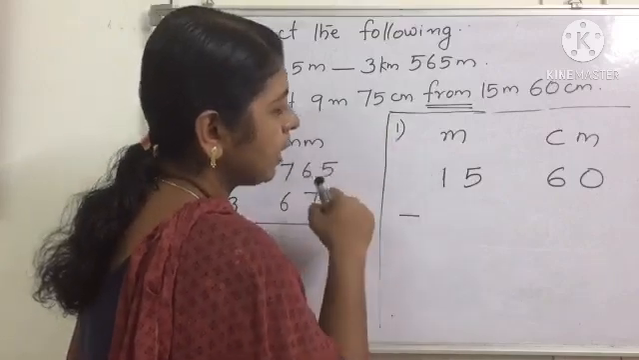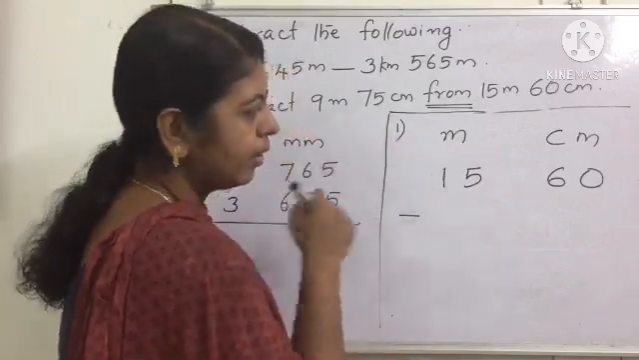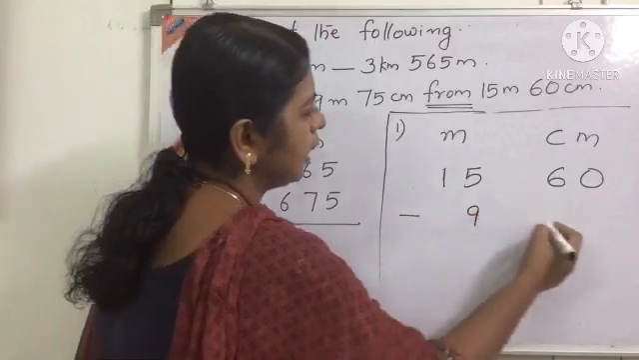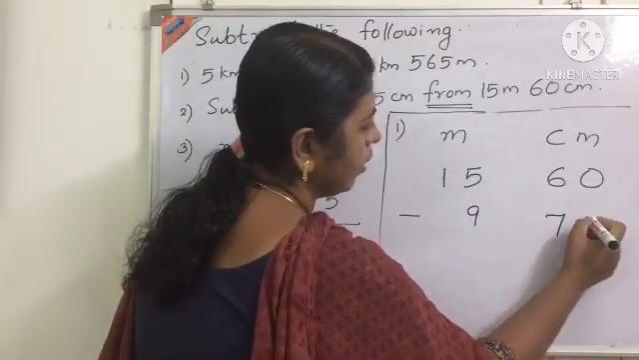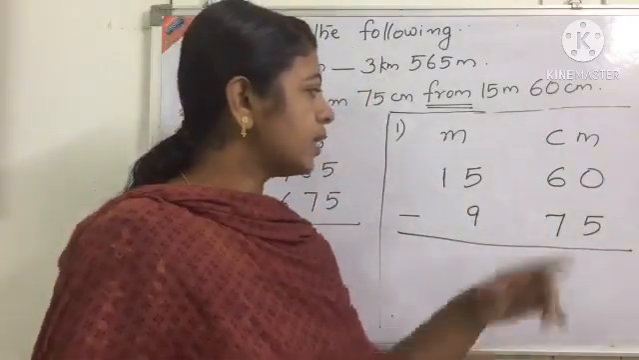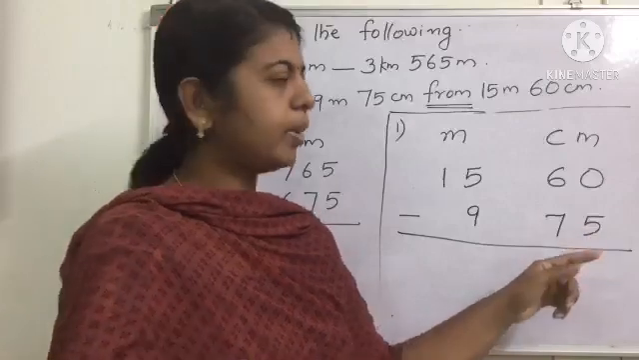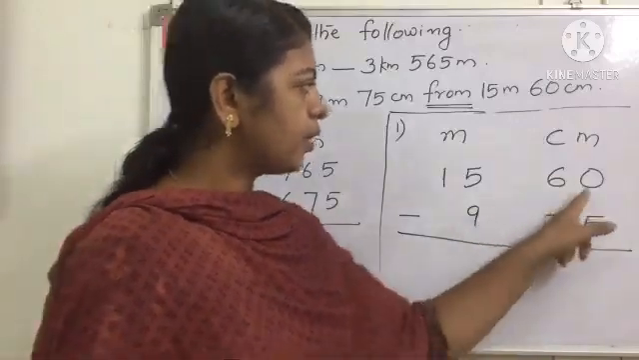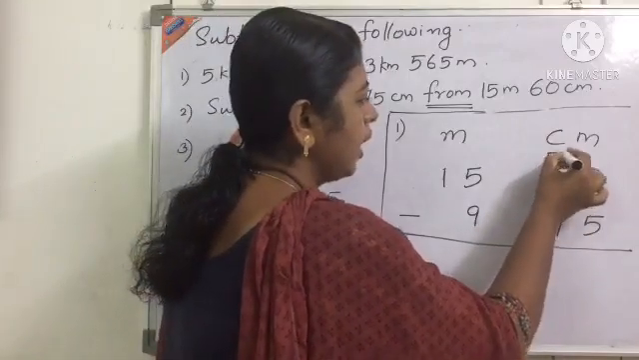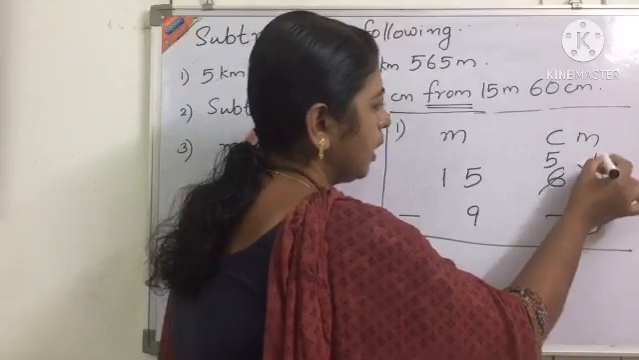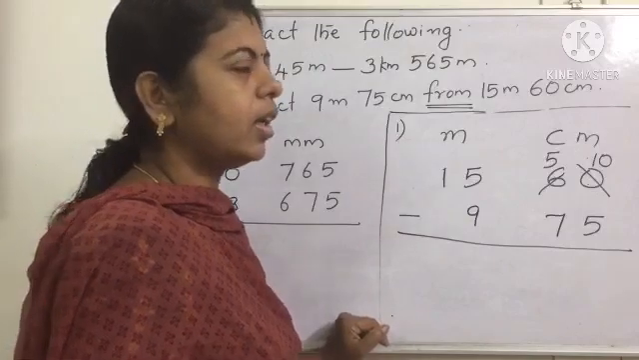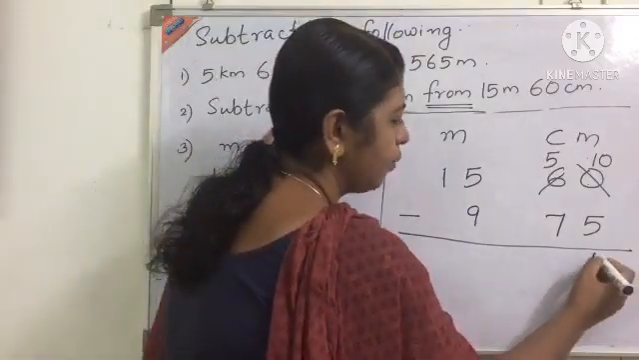Then where will we write this 9? Below the 1 or below the 5? Below the 5, the normal way. Then 75. We want to subtract these two. 0 minus 5 is not possible because the upper number is small, so we take 1 from here. It becomes 5 and this 0 becomes 10. 10 minus 5, how much is it? Count. It's 5.